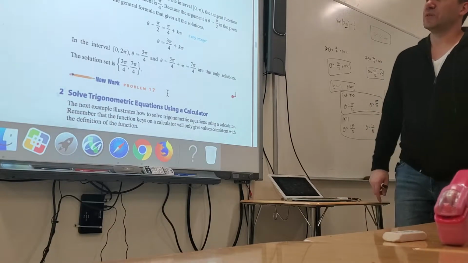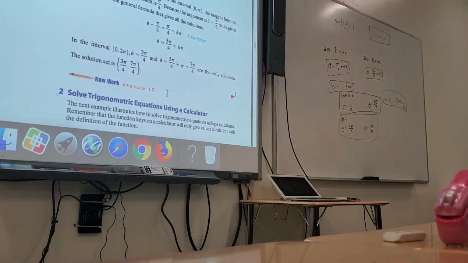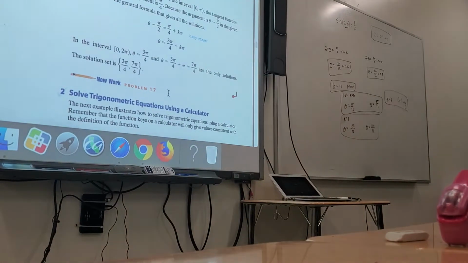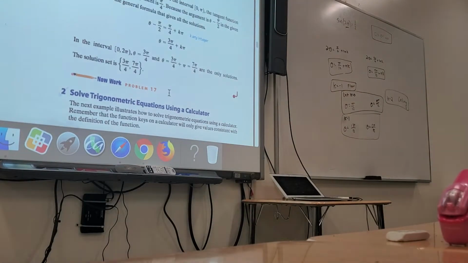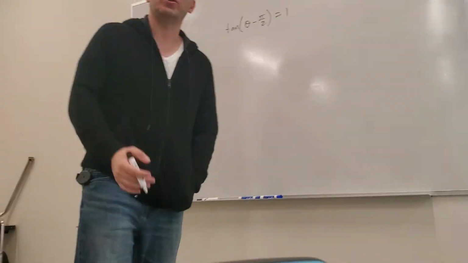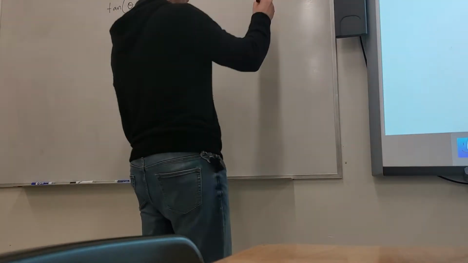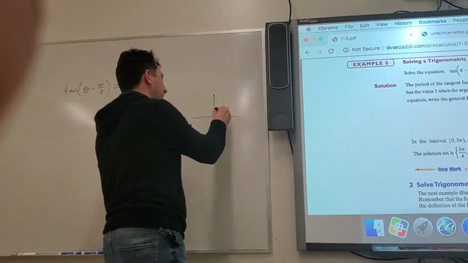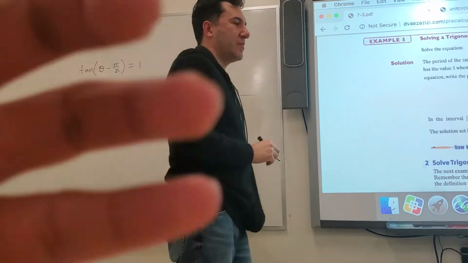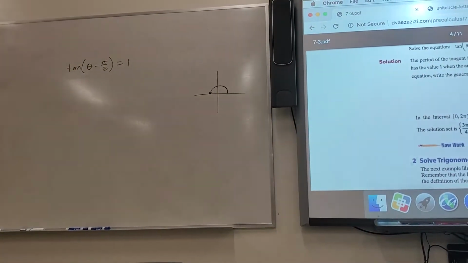Okay, let's do another one. This time with tangent. Theta minus 5 pi over 12 equals 1. Okay, where is tangent equal to 1? Be careful with tangent. Tangent has a period of pi. You only step from 0 to pi. Where is tangent equal to 1 from 0 to pi? Anybody know? Pi over 4.